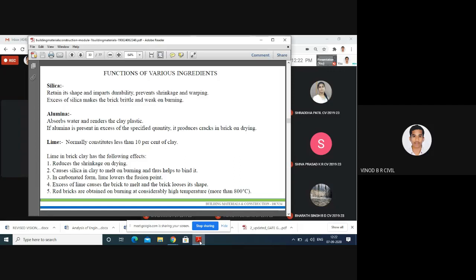Coming to lime, it should normally be less than 10% of the clay. Lime in a brick has the following effects: it reduces the shrinkage, meaning shrinkage cracks can be reduced, and it causes the clay to melt during the burning and helps to bind it. The carbonate from the lime lowers the fusion point. With excess lime, the bricks try to melt and lose their shape. Red bricks are obtained by burning at a considerably high temperature, more than 800 degrees Celsius. These are some of the functions of the various ingredients.